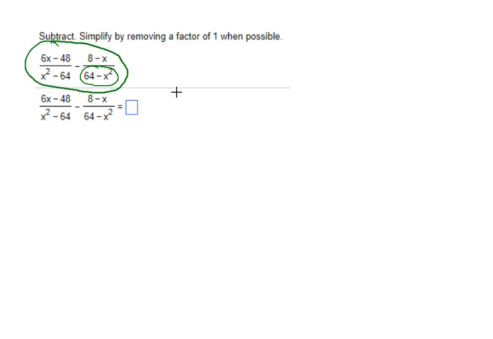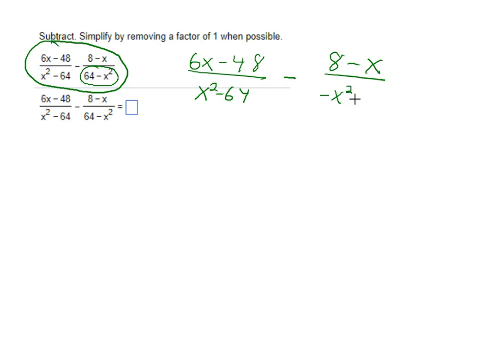We want to subtract these two fractions. It's just being copied again down here. Now if I take this denominator and switch it around to write it in the same order as this one, I'll have 6x minus 48 still over x squared minus 64 minus, this will still be 8 minus x on top. This, if I put the x squared first, will be negative. It's negative x squared, because of the minus sign. That stays with the x squared. And then a positive 64 will follow it, so plus 64.